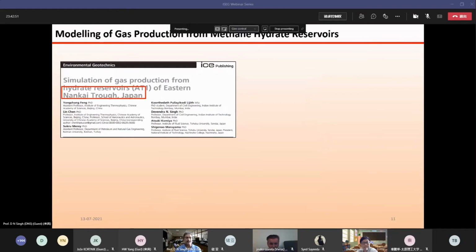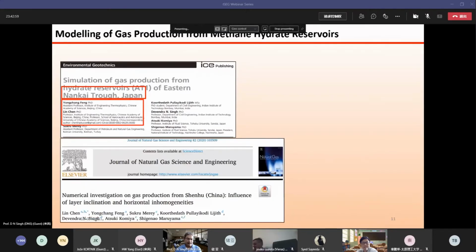We have published these results in the journal Environmental Geotechnics along with Professor Lin Shen and Professor Feng. And there's a second paper which we have done for the Shenhu, China case study, where also my collaborators have been Professor Shen and Professor Feng.